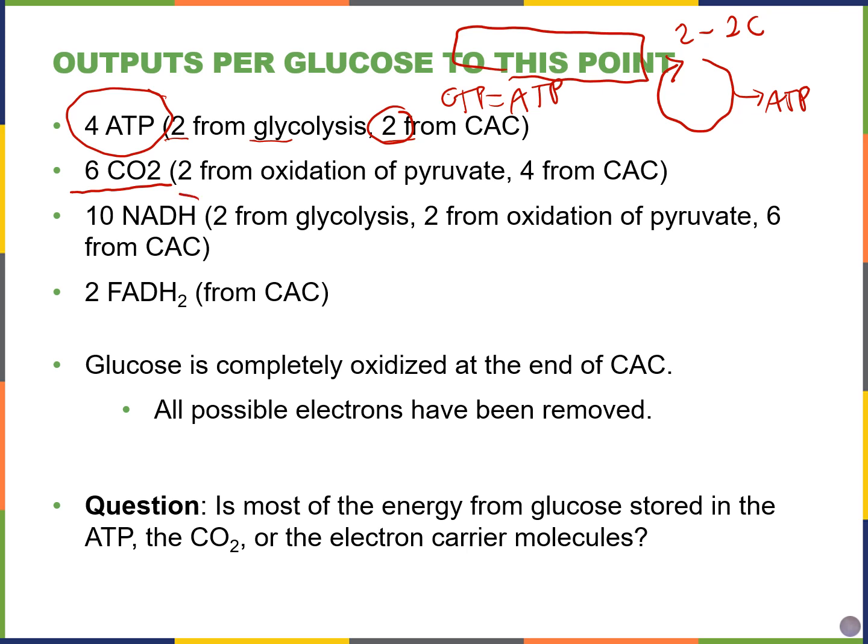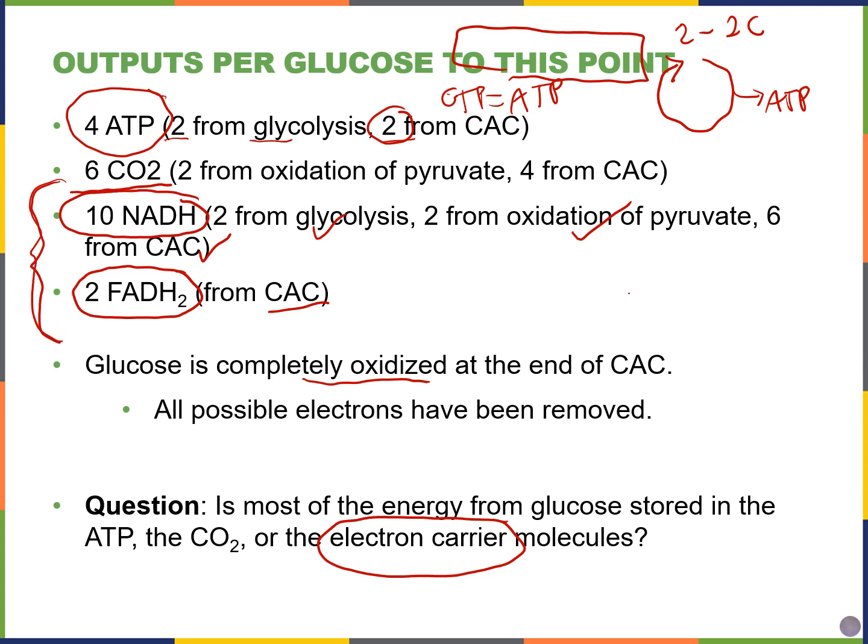And then I generated a bunch of these high energy electron carriers, NADH. Some of them from glycolysis, some of them from the oxidation of pyruvate, and many of them from the citric acid cycle. I also made another type of high energy electron carrier, FADH2, also from the citric acid cycle. So as I mentioned, glucose is already completely oxidized by the end of the citric acid cycle, and I have a lot of potential energy stored in the form of these high energy electron carriers. So is most of the energy from glucose stored where? Is it in ATP, in CO2, these electron carrier molecules? We're going to say that it's in the electron carrier molecules. Remember, I called these the tickets from those arcade type games. So we're going to trade in our tickets for ATP in the very last step of cellular respiration.